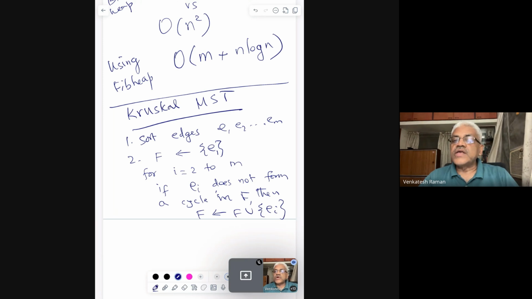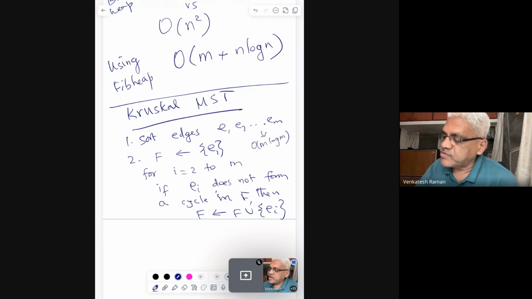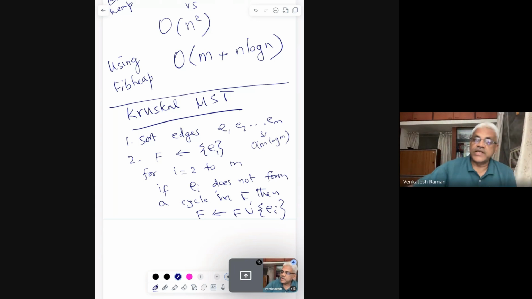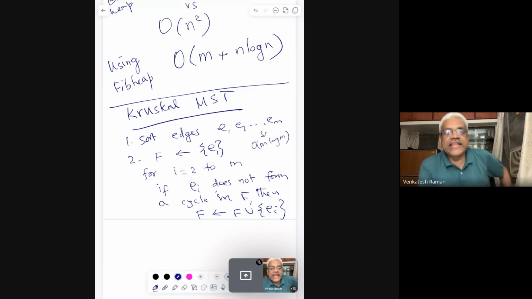Now I need to analyze it. Sorting m number of edges takes m log m, correct. And this for loop takes order m time. So it is overall... Wait. Why is the for loop order m time? It's executed m times, but how much time does each iteration take?